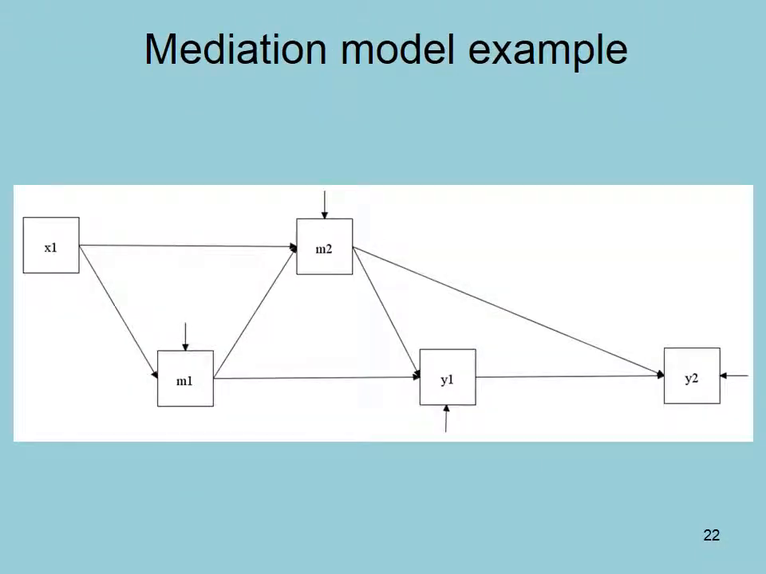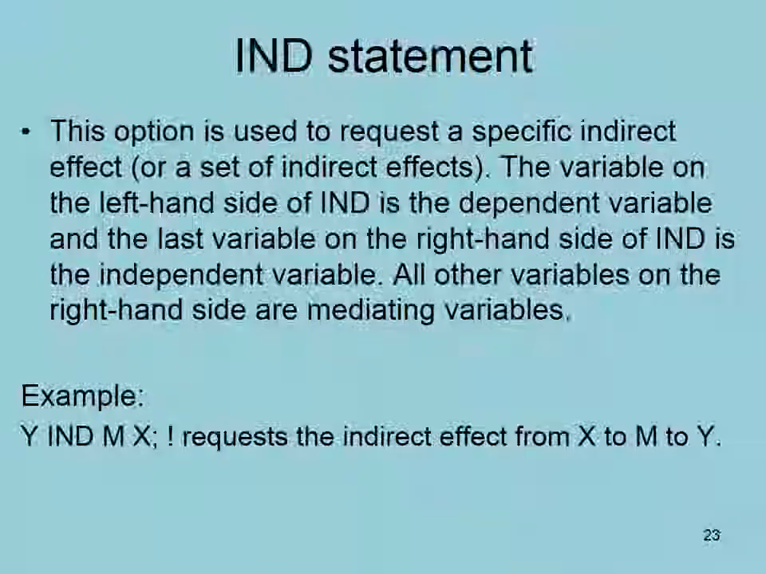Here's a relatively simple model where you have one exogenous variable and 4 endogenous. Of those 4 endogenous, 3 are really thought to be mediating variables. The indirect statement, which is what I commonly use, is to test specific indirect effects or mediation effects. Here, the variable on the left-hand side of the indirect effect is your dependent variable. The one on the far right-hand side is your independent variable, and the one in the middle will always be your mediator variables. In our example before, you can see that y is on the left-hand side, x is on the far right-hand side, and the mediator is in between.